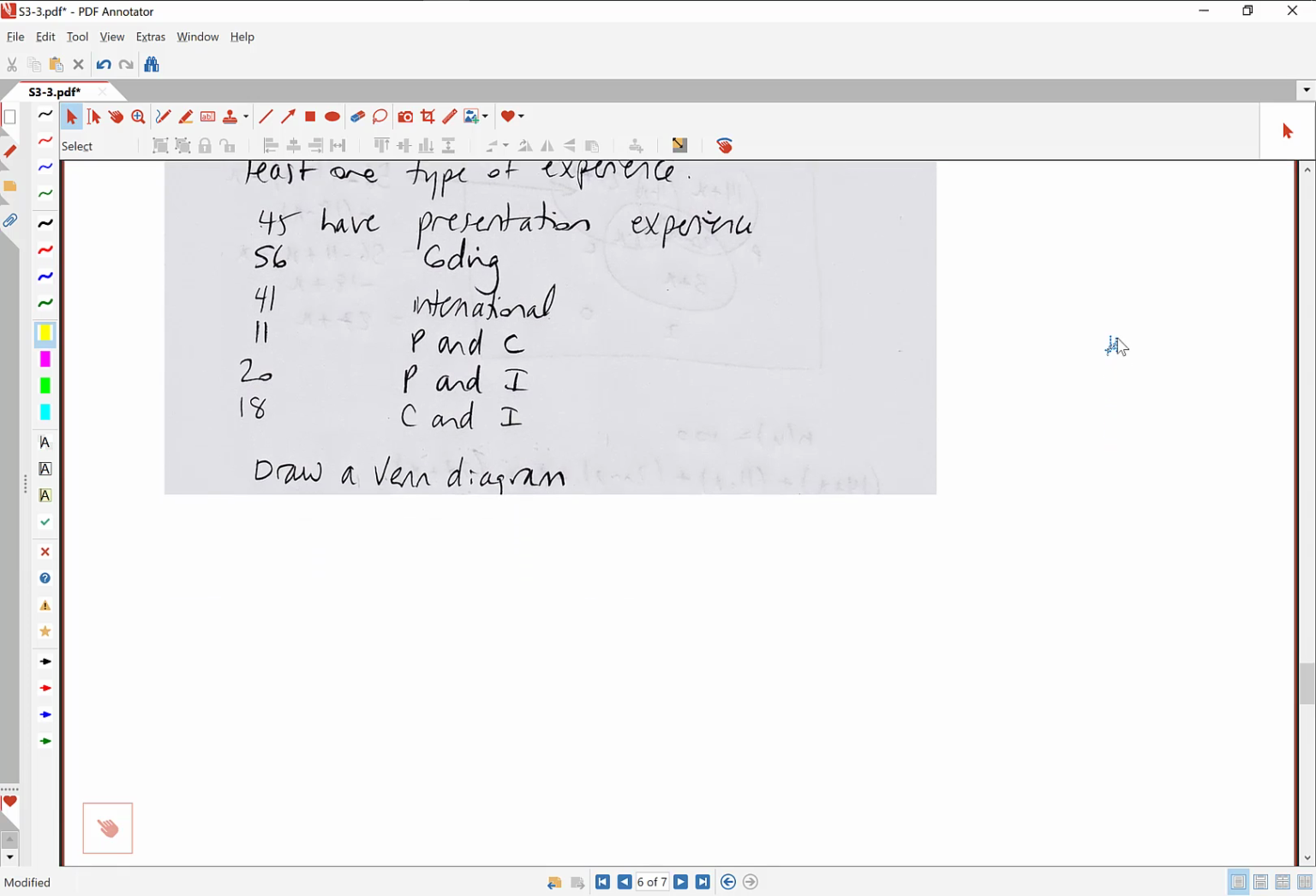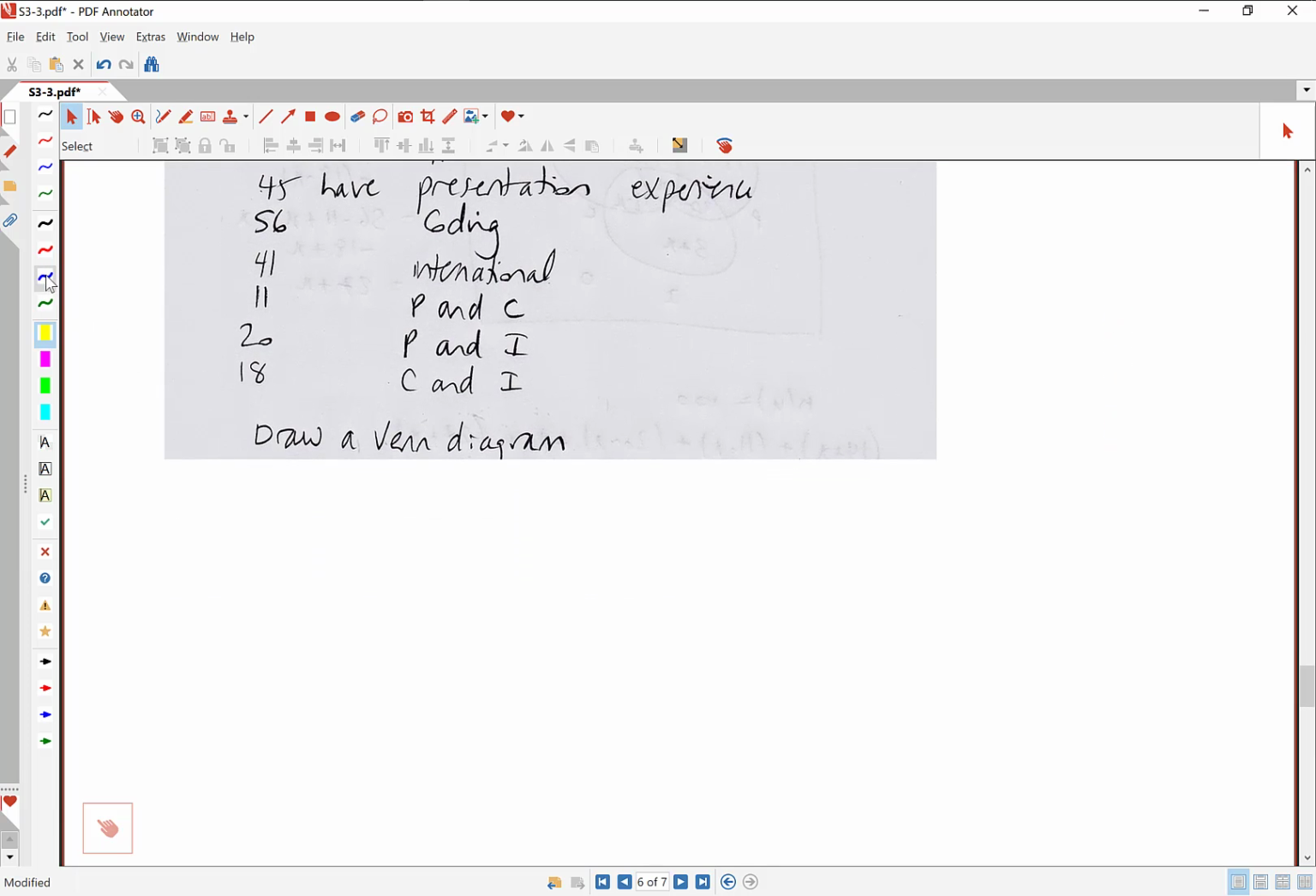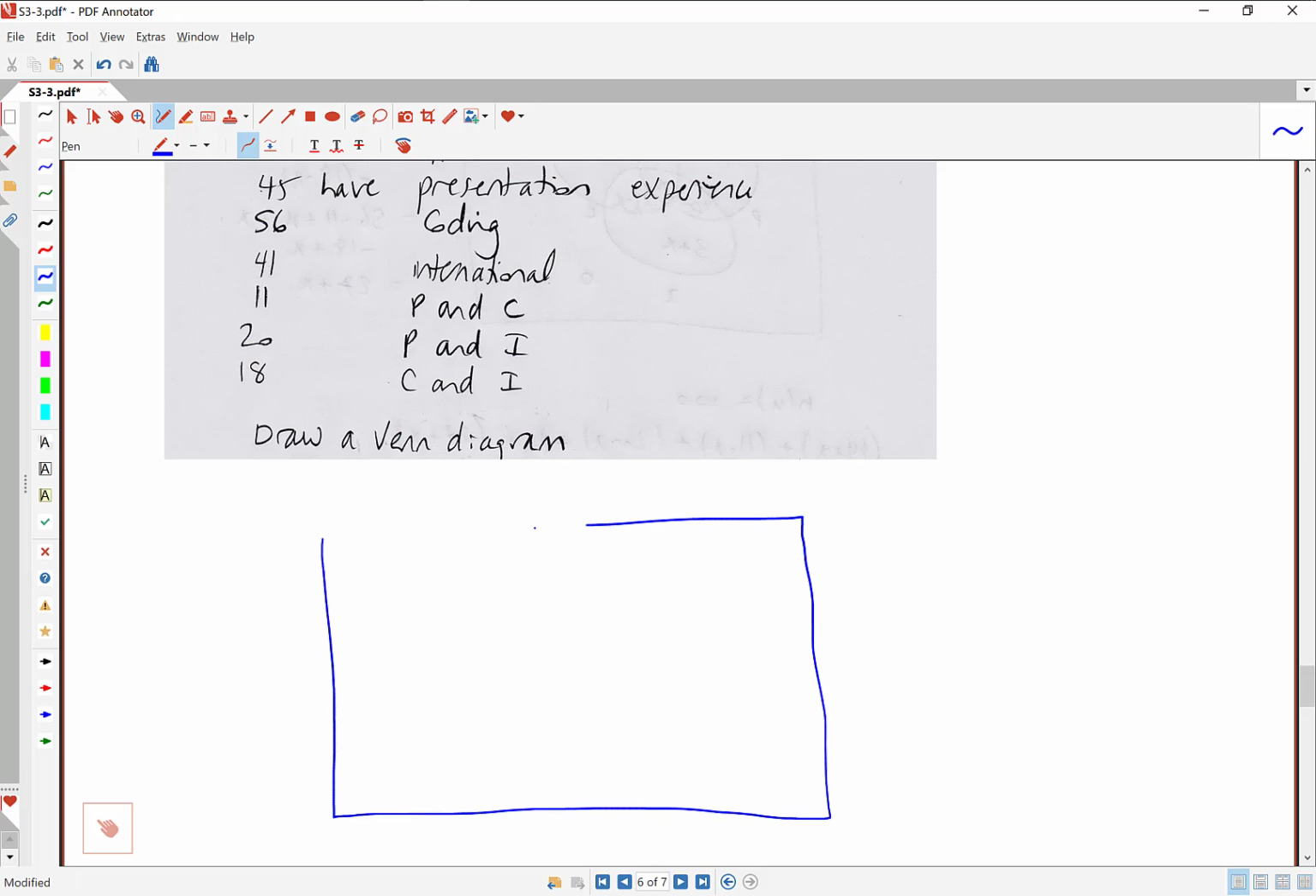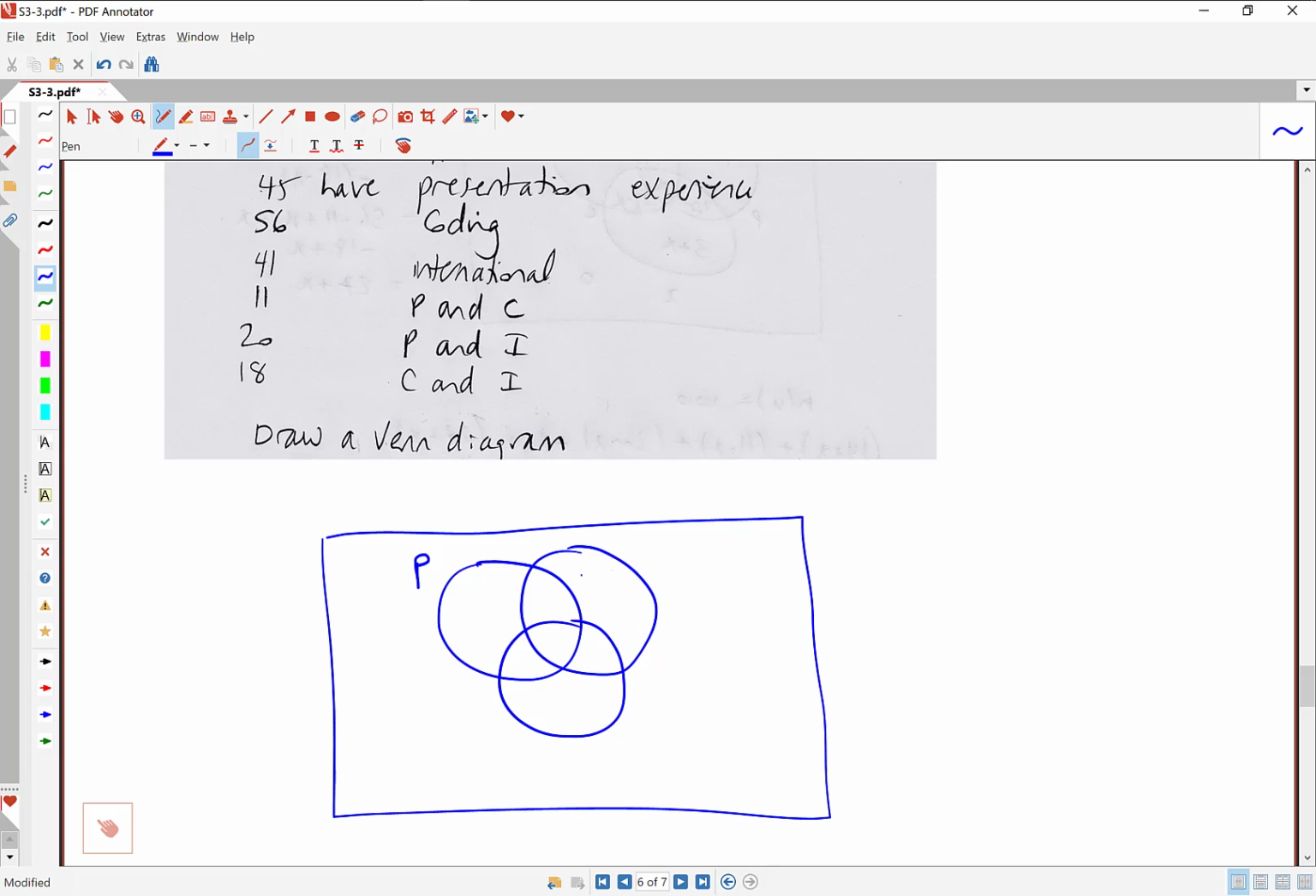All right, well, we know there are going to be 3 sets in our Venn diagram because we've got these 3 categories of different types of experience. So we're going to draw 3 circles, 2 at the top and 1 at the bottom like that. And we'll just call these P, C, and I for presentation, coding, and international experience.